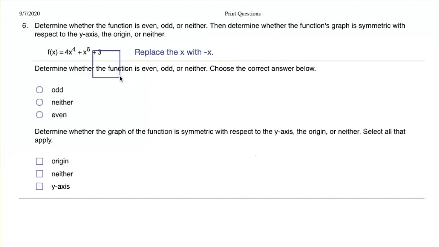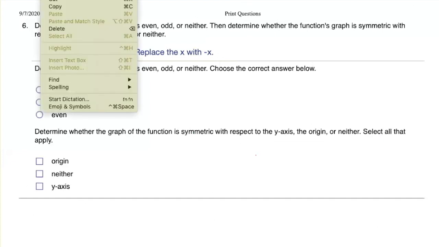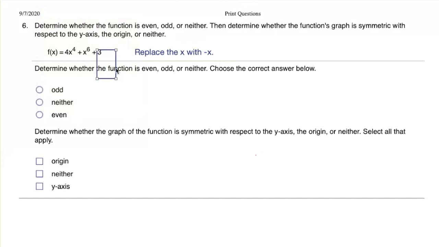I will begin by plugging in negative x. I do that everywhere I see an x. And notice I use parentheses just to be very careful so I don't lose that negative sign. Now you simplify the right-hand side of the equation.